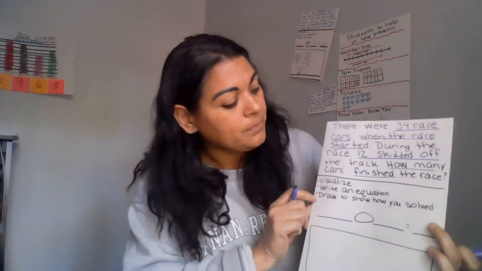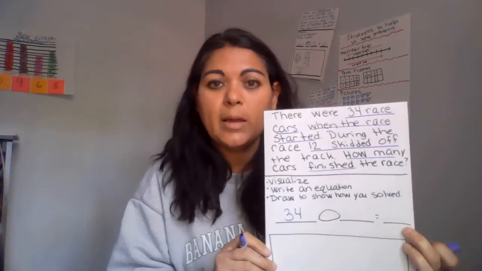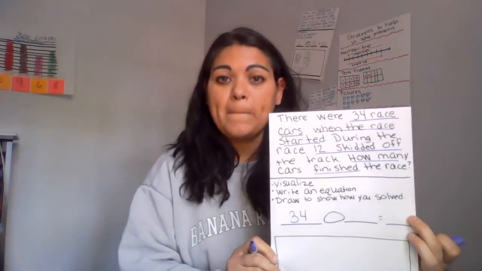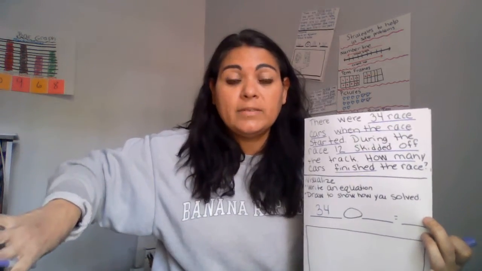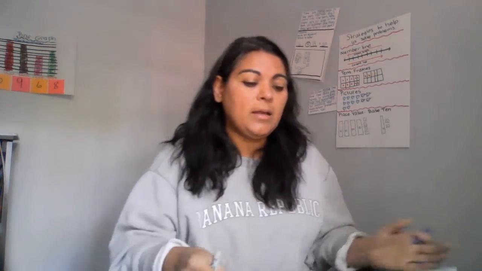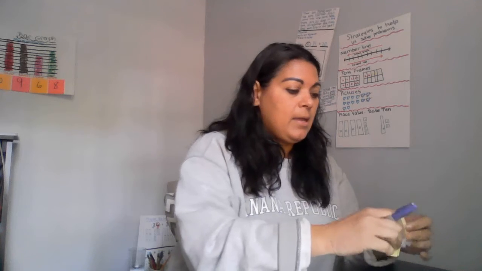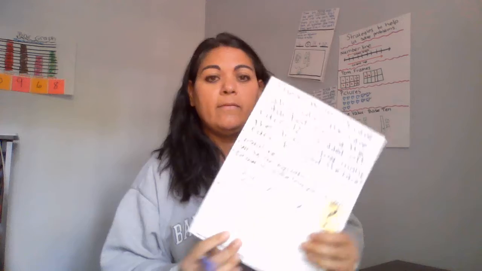So we already visualized it. Now let's write an equation. What was my altogether number group that we started with? We started with 34. In your mind, did you see them coming together or going away from each other? When the cars skidded off, that group left the racetrack. So we are going to subtract, okay? And how many are we going to subtract? We just talked about it. It is those 12 skidded off. Here is our question mark to represent the amount that we do not know. So how many cars finished the race?